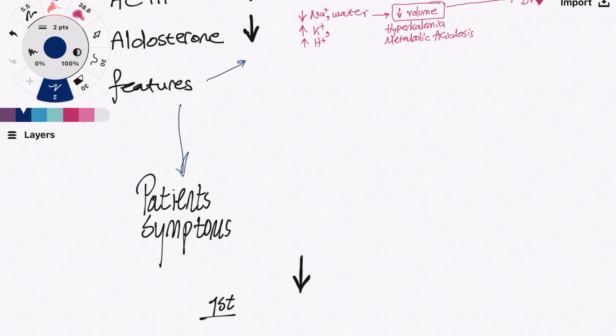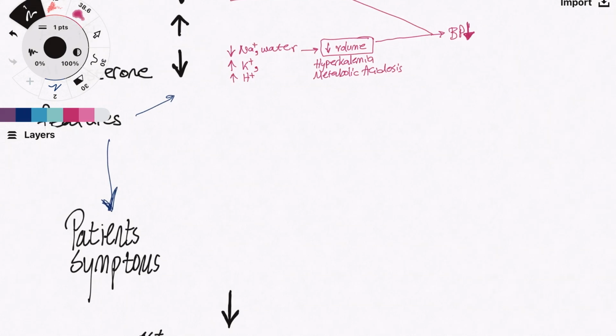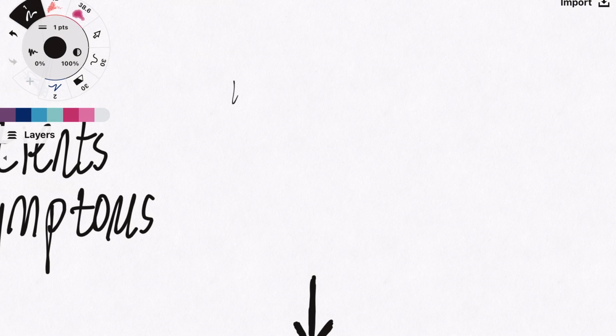So now, what would be the patient's symptoms in this case? How would the patient present to you? So first thing is that they have low blood pressure. How would they present if they have low blood pressure? They might have fatigue, right? They can't concentrate. They are feeling really tired.